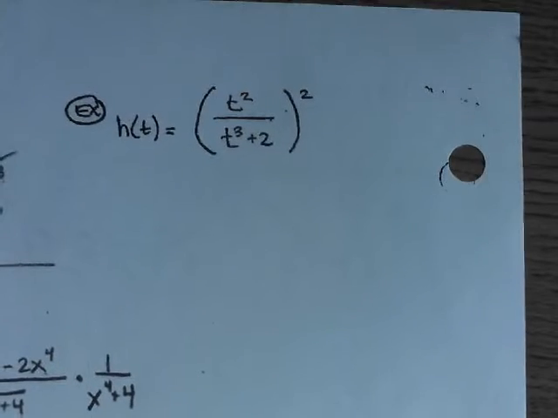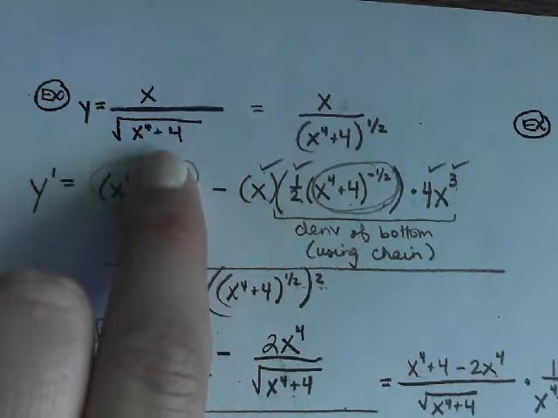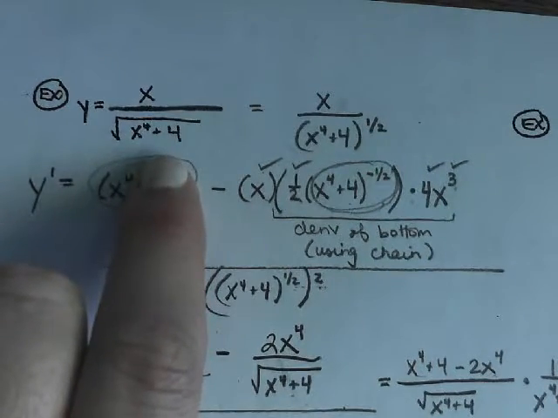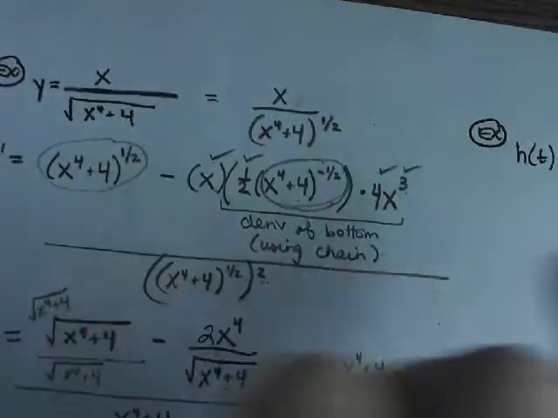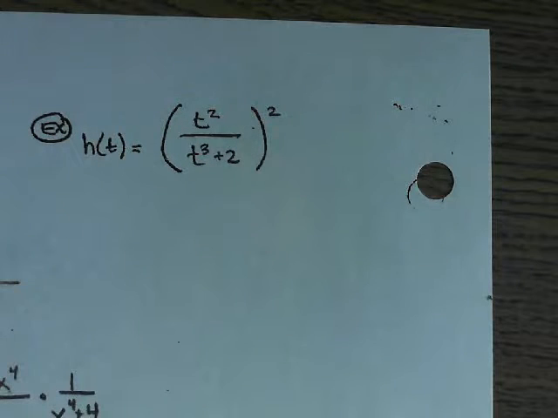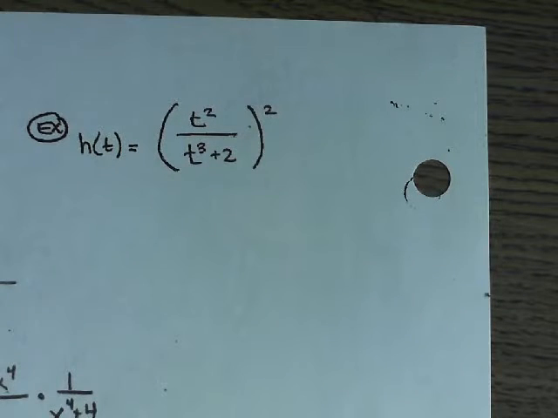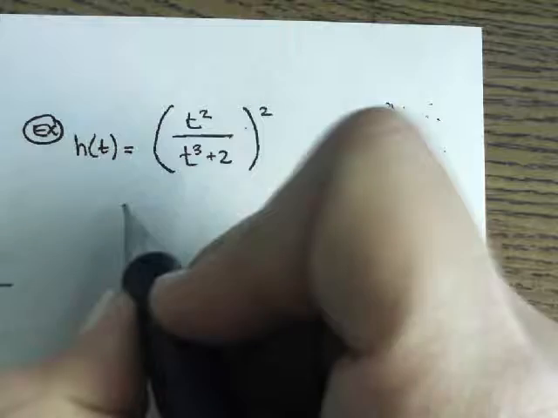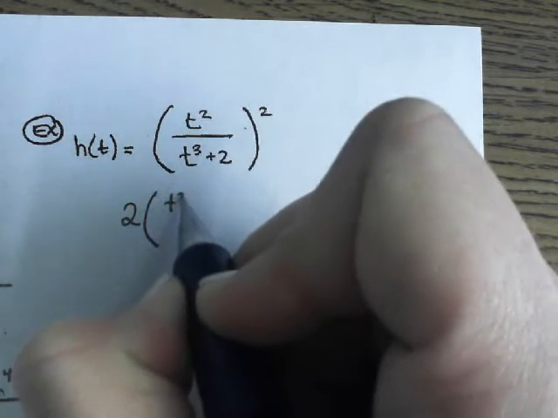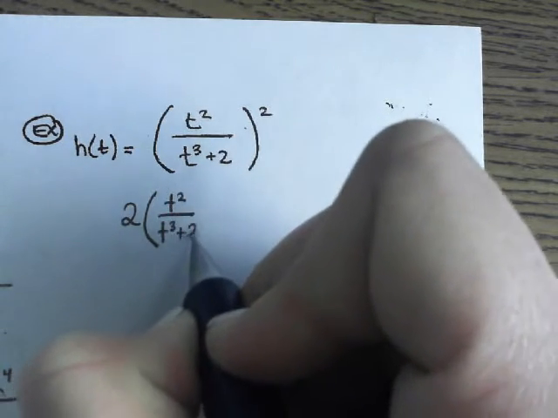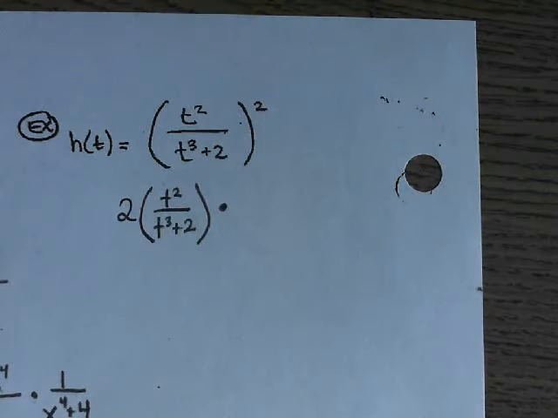This one was the quotient rule, the way I did it anyway. The quotient rule with the chain wrapped up in it. This is the flip of that. This is the chain rule first, because the whole base is being squared. So we're going to follow the chain rule first, power chain, so bringing that 2 out in front. And then when we go to multiply by the derivative of what's inside, that's where our quotient rule is going to come into play.